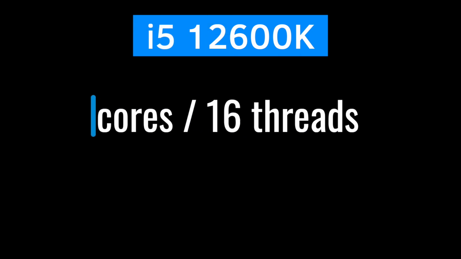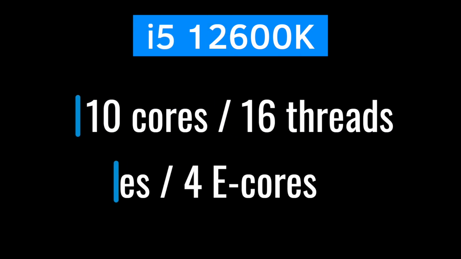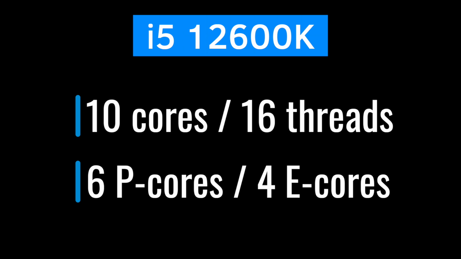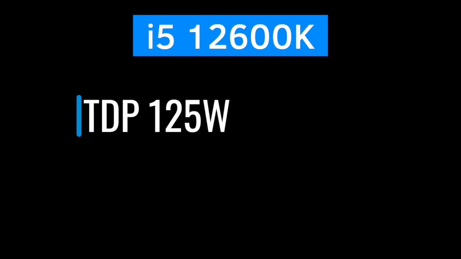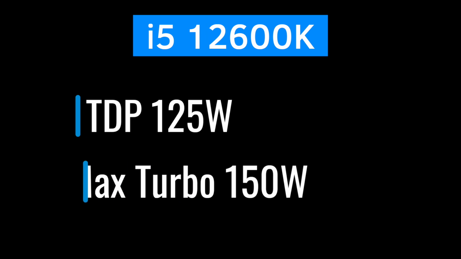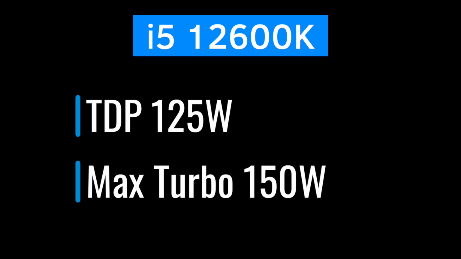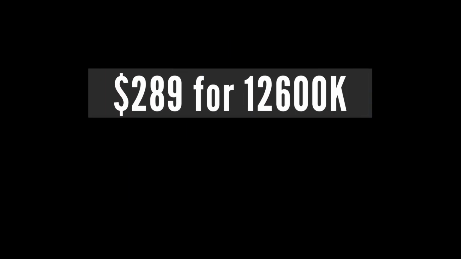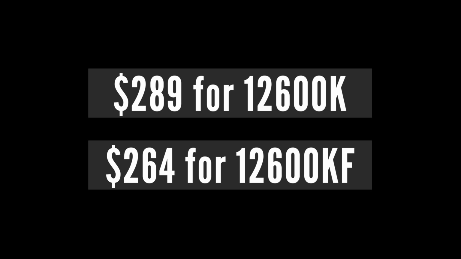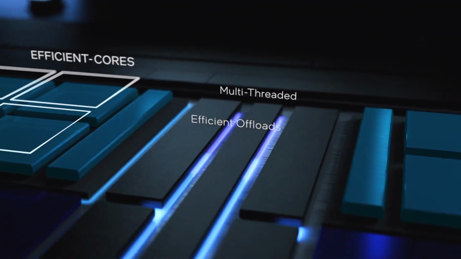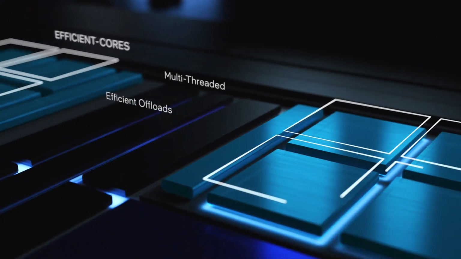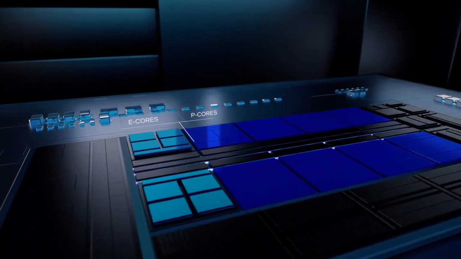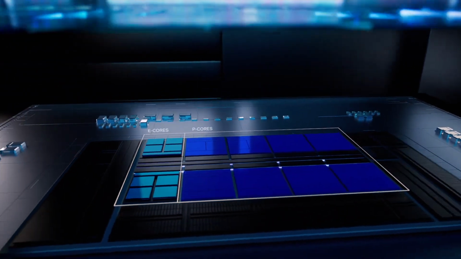i5-12600K is a 10-core 16-thread CPU with 6 P-cores, P stands for performance, and 4 efficiency cores or E-cores. TDP is 125 watts, but the maximum turbo power is 150 watts. 12600K price is $289, while 12600KF is $25 cheaper at $264. FYI, 12600KF comes without integrated graphics. Apart from that, it has the same specs as 12600K.